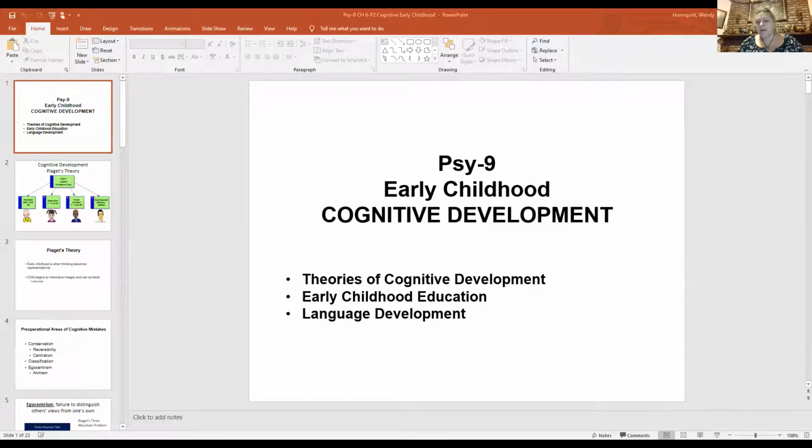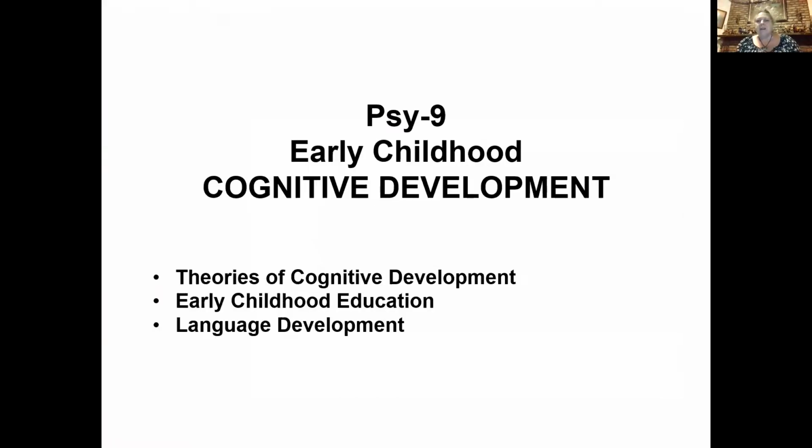I'm going to go ahead and get our screen share going on. Yay. Now get our PowerPoint going. Okay. Psych 9, early childhood. This is Chapter 6, Part 2, cognitive development. We're going to take a look at theories of cognitive development, early childhood education, and language development.